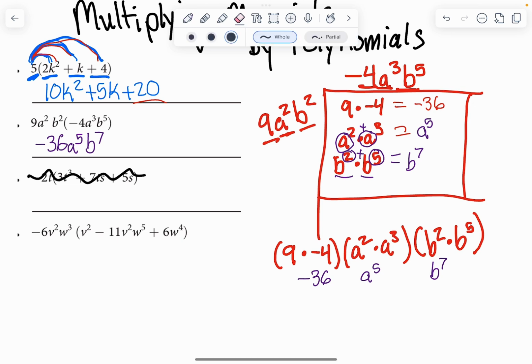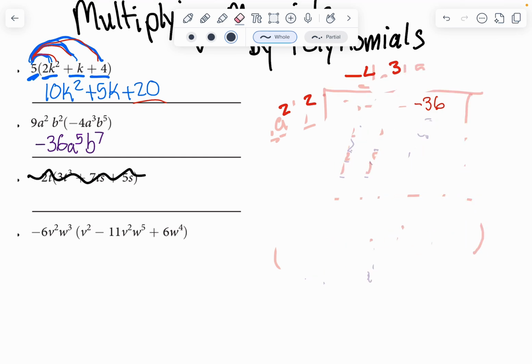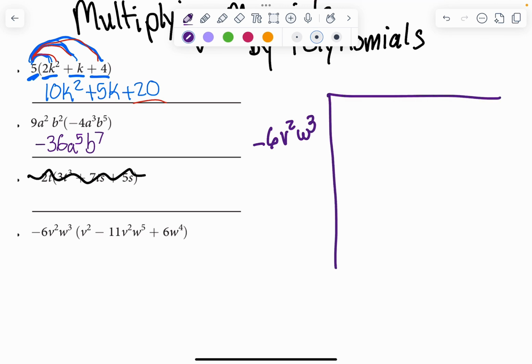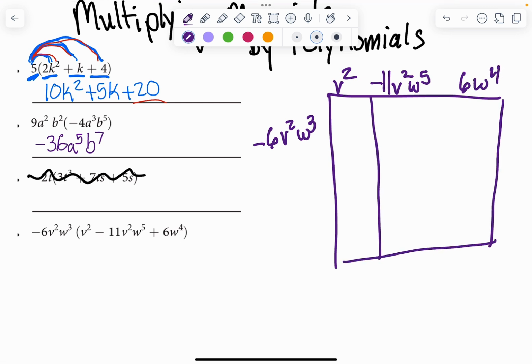All right. Finally, looking at our last one. Again, we're going to just erase so that I have space. We've got negative 6v squared w squared. All right. A lot of different little parts for that, but that's okay. Multiplying it by 3 different parts, we've got v squared, negative 11v squared w to the fifth, and 6w to the 4th. I'm breaking these down into different sections just so that I can focus on them individually.